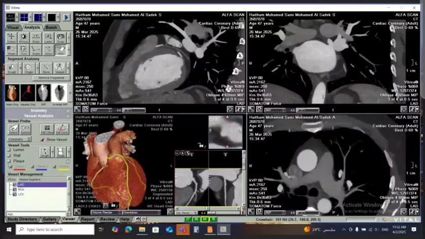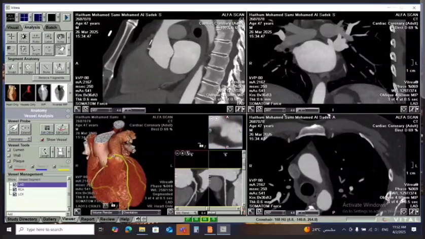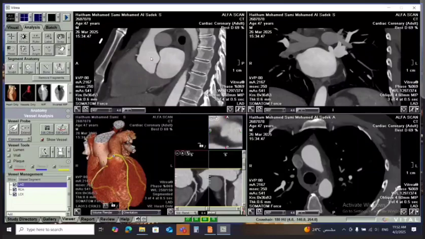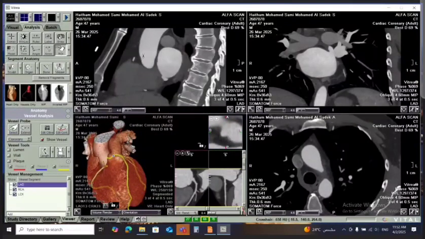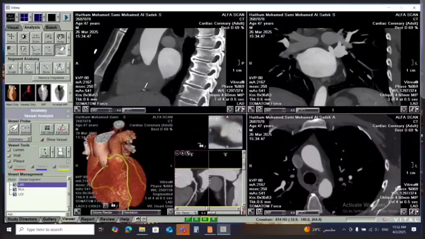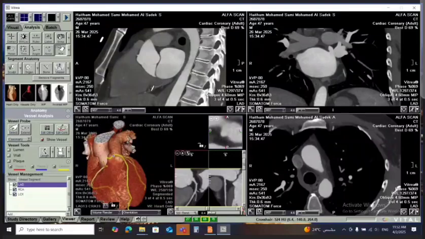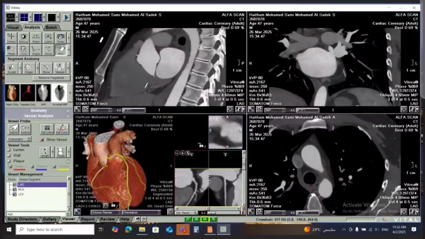In the sagittal images, this is the right coronary artery. Here we have the sternum anteriorly and the vertebral column posteriorly. The right coronary artery arises from the right coronary sinus anteriorly, and this is the vertical middle part of the right coronary artery in the inferior surface. It ends by supplying the posterolateral branch and the posterior descending artery. This is the posterior descending, and this is the posterolateral branch.